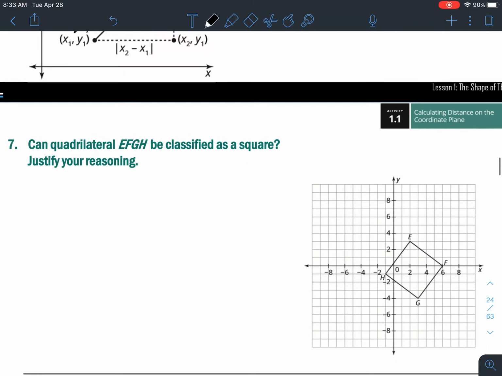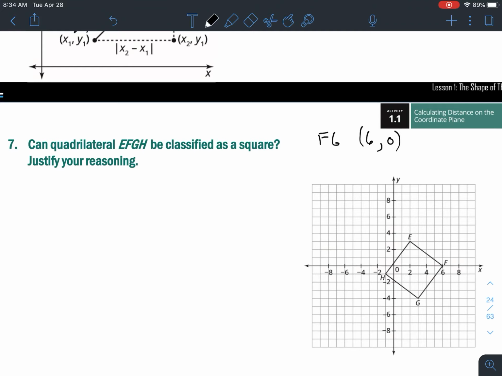Okay? So, can quadrilateral EFGH be classified as a square? Justify your reasoning. Okay, so what we have to do is this. We're going to pick points. So FG. So I'm going to write right over here. F is going to be point 6 for x and 0 for y.